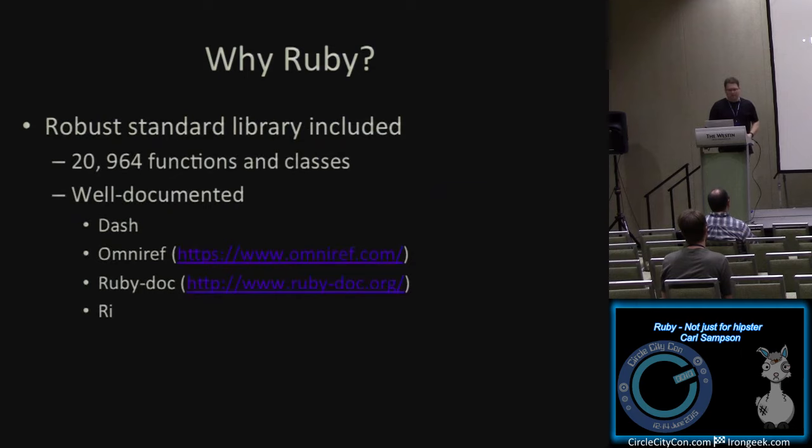Ruby has a very robust standard library. At the time I did these slides, there were almost 21,000 functioning classes that are really well documented, and there's lots of apps that you can use to look at them. Dash is a Mac app that will let you download docs from many different languages, not just Ruby. There's OmniRef, which is an online one.